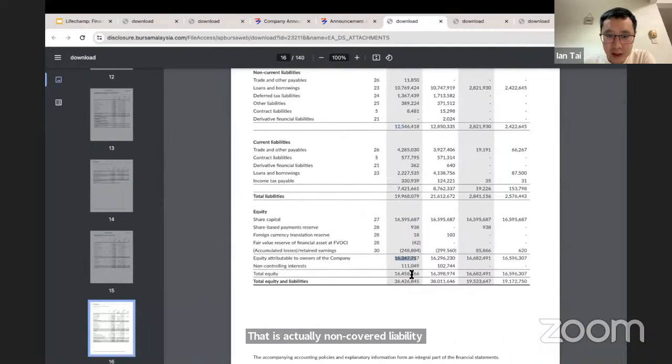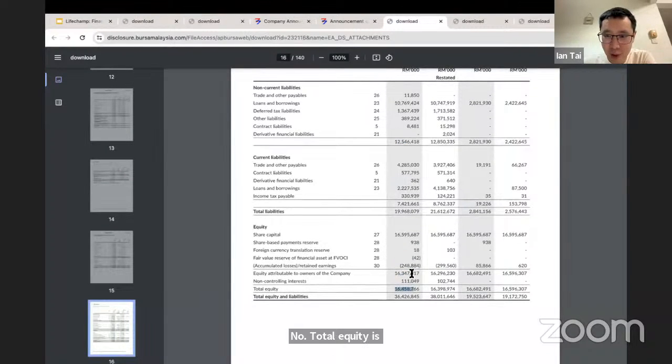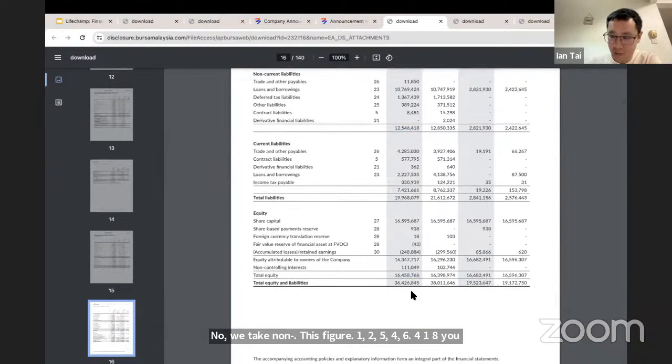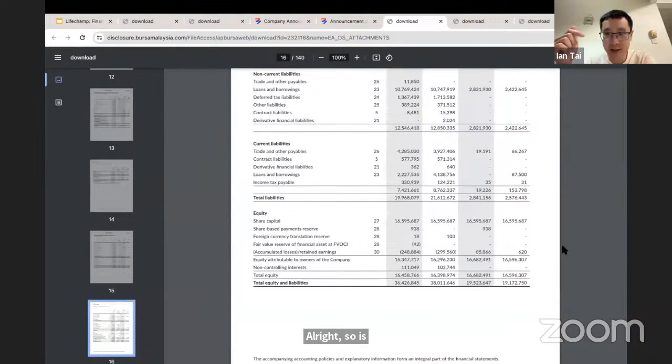Now, total equity is 16.5 billion. So what is the gearing ratio for this? Now, we take non-current liability, this figure, 12,546,418. You divide it by total equity, which is 16,458,766. How many of you are getting? Type in the chat box. What kind of figures are you getting? All right. So for me, I'm actually getting 76%. How many of you are getting 76%? Type in the chat box.